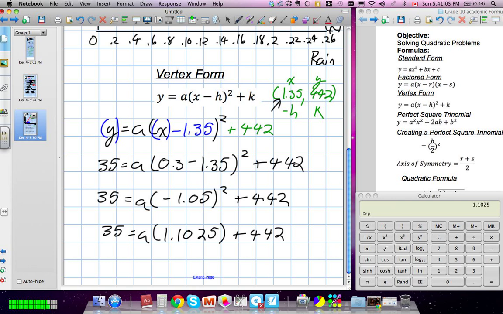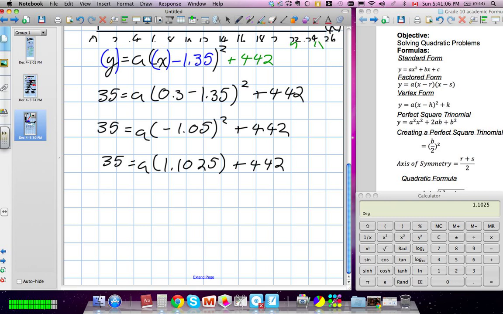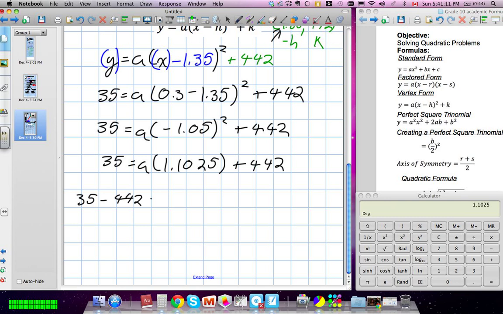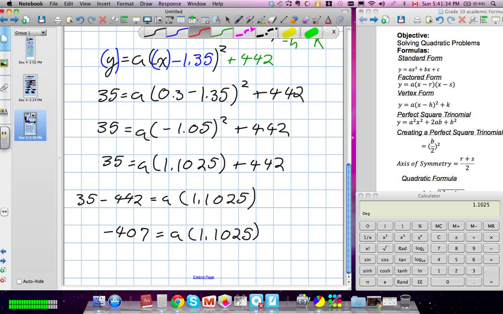We still have 1.1025. What does 35 subtract 442? Negative 407. That's A times 1.1025. Now, how do I move to get the A by itself? You divide 1.1025 by itself and then divide on both sides. Exactly. On both sides, we're going to divide by this amount. What will happen on the right side?